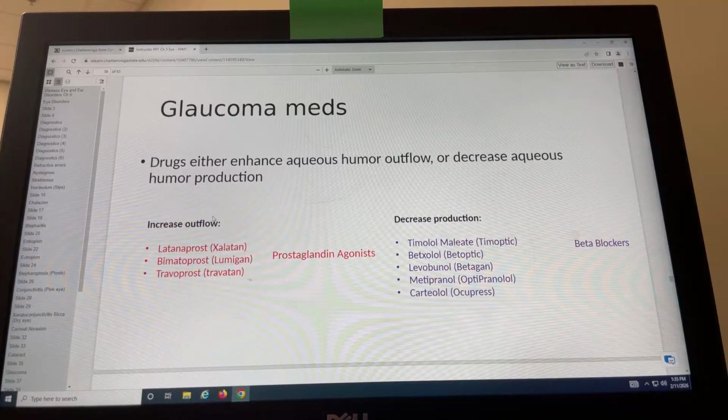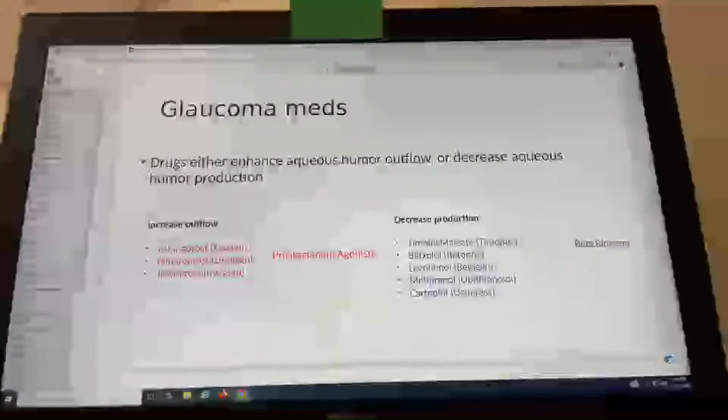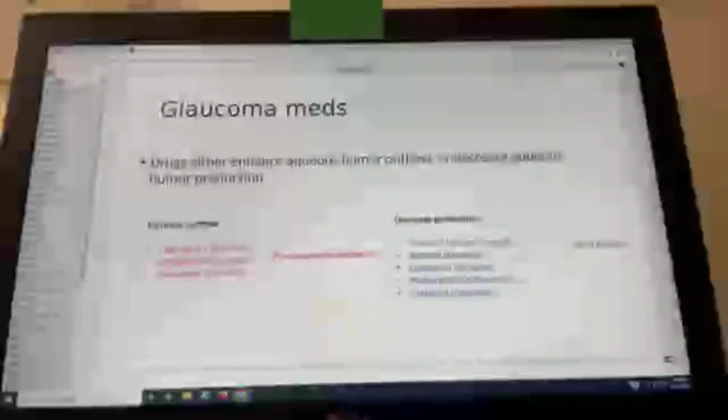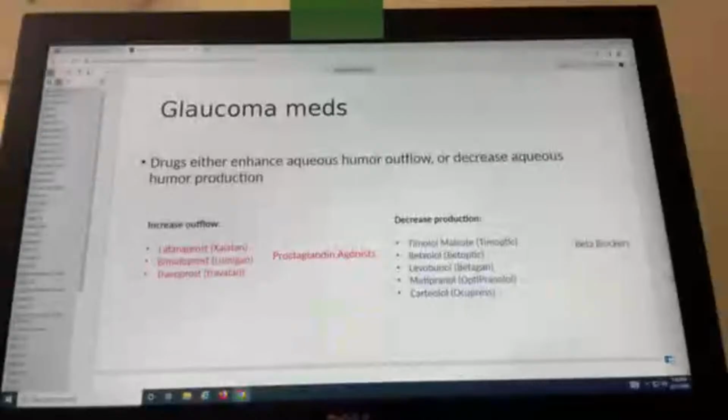And I remember I talked about how some of them help decrease the production of the fluid. That's what these do. And then these are going to help the fluid drain out better, increasing the outflow. You'll notice that all of these end with prost, which is helpful because it's prostaglandin agonist, so it's in the word, that's easy to remember. And then these all end in what? Beta blockers stop you from producing as much fluid to help bring the pressure down in the eye. And these are generally going to be in eye drop form, okay?